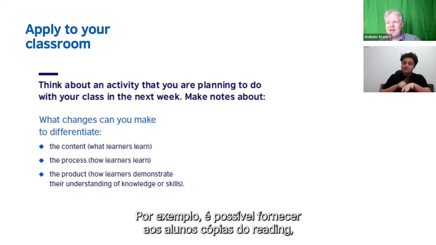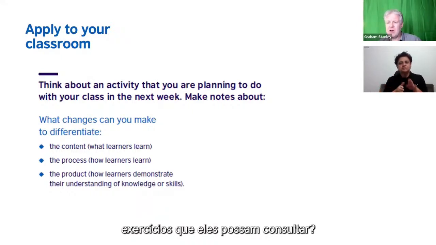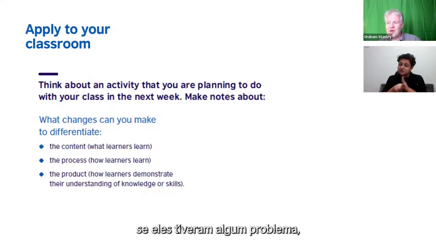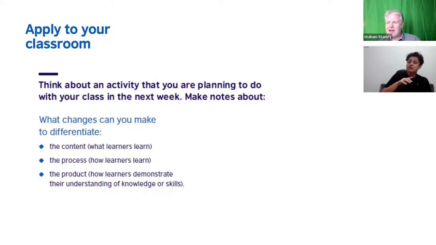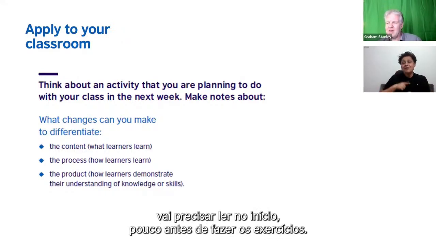Is there a way of being able to provide the learners the reading, at the very least, photocopies of the reading or some of the instructions, exercises that they can look through? And then you could actually start by asking the learners if they had any trouble or if they have any questions with what they looked at. And those who are quick or who didn't look at the material beforehand will need to read it there and then at the beginning, just before you do the exercises.